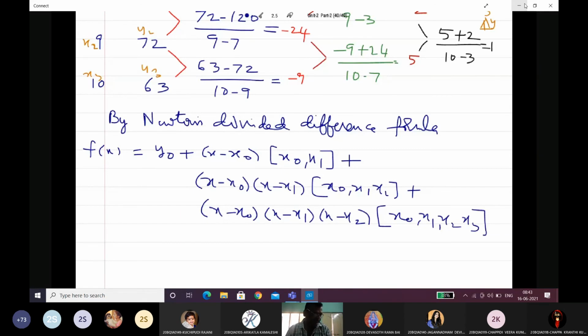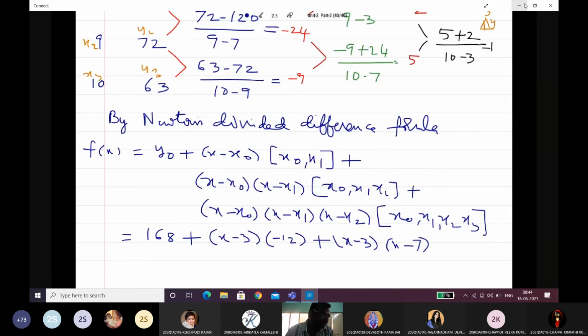Now you have to substitute those values. 168 plus (x minus x naught), x naught value is equal to 3, into first difference, which is minus 12, plus (x minus 3)(x minus 7) into the second difference value. What is the second one? Minus 2, plus (x minus 3)(x minus 7)(x minus 9) into the third divided difference. What is the value? The value is equal to 1.